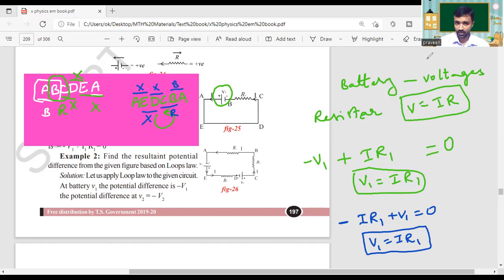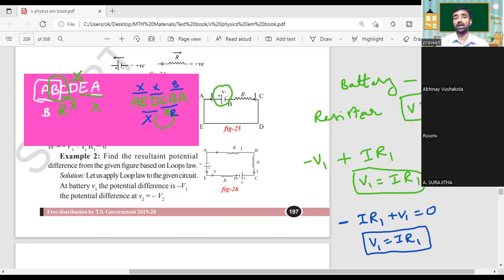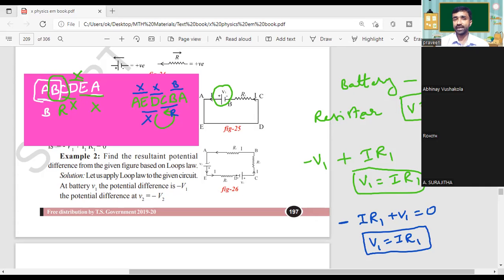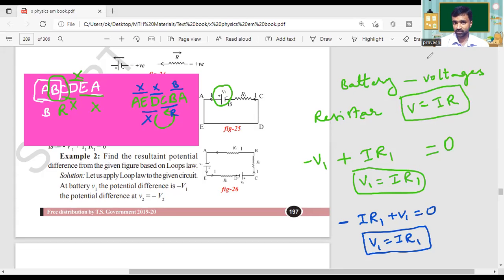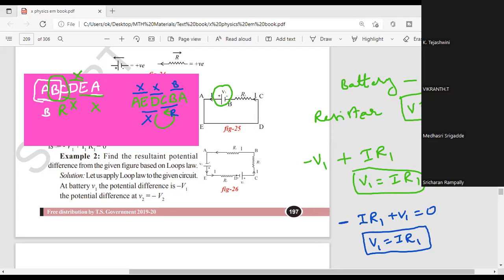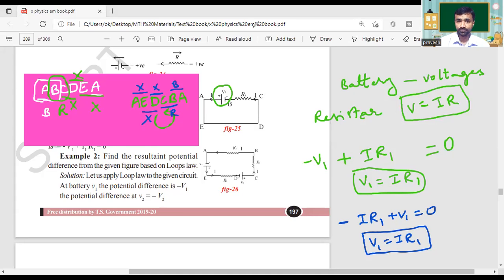Traversing through a loop in any direction using the sign conventions properly, you will get the same equations. Is there any confusion to discuss? If nothing, just give me a quick impression. If you are clear about this one, yes. Right now, we'll go for the second example here.